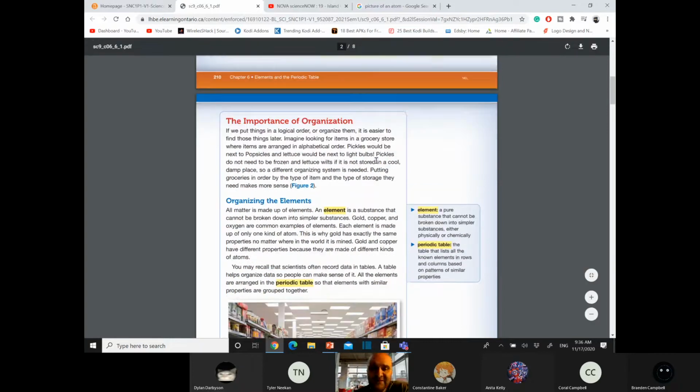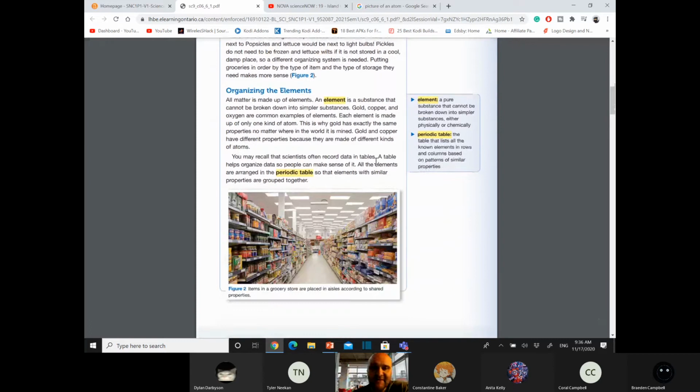Figure 2, well, obviously. Organizing the elements. All matter is made up of elements. An element is a substance that cannot be broken down into simpler substances. Gold, copper, and oxygen are all common examples of elements. And we've been looking at the periodic table for the last couple of days, and there are all the elements that we know. Not a bad idea to grab a periodic table for today's lesson too.